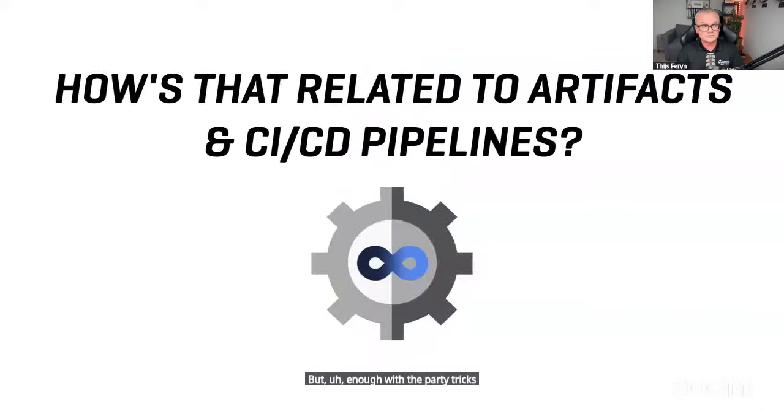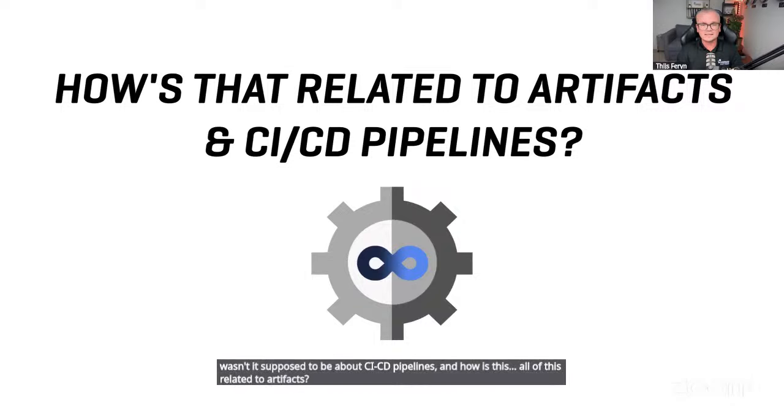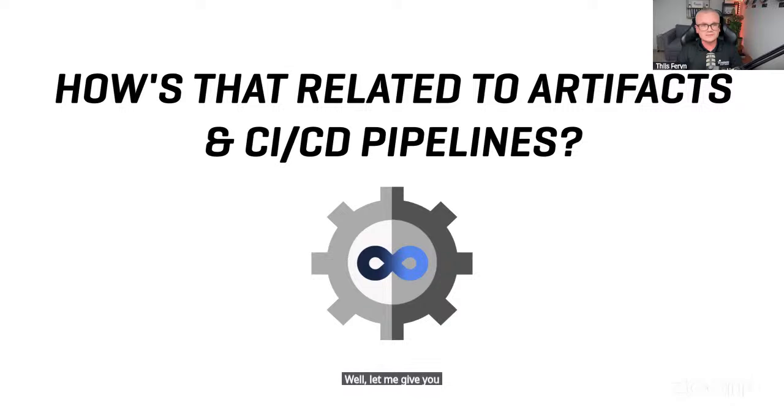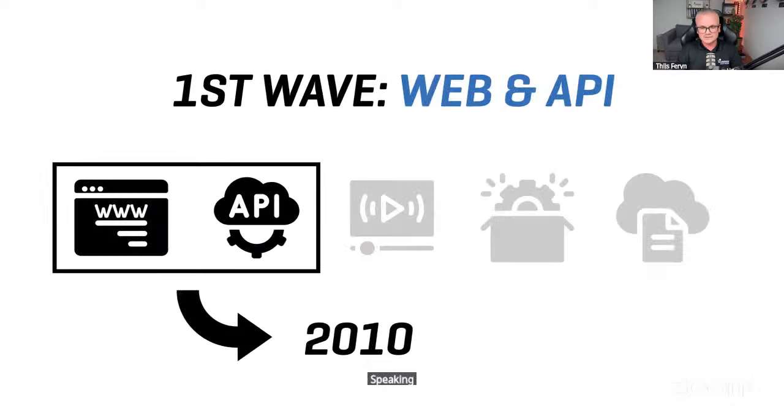And you may ask yourself, wasn't it supposed to be about CI/CD pipelines? And how is all of this related to artifacts? Well, let me give you a very brief history lesson of how we got there. Speaking about web acceleration and using the HTTP protocol with caching, we first saw a big on-ramp onto the solutions we offer in 2010. Most of it was websites, web applications, APIs. That first wave started in 2010.